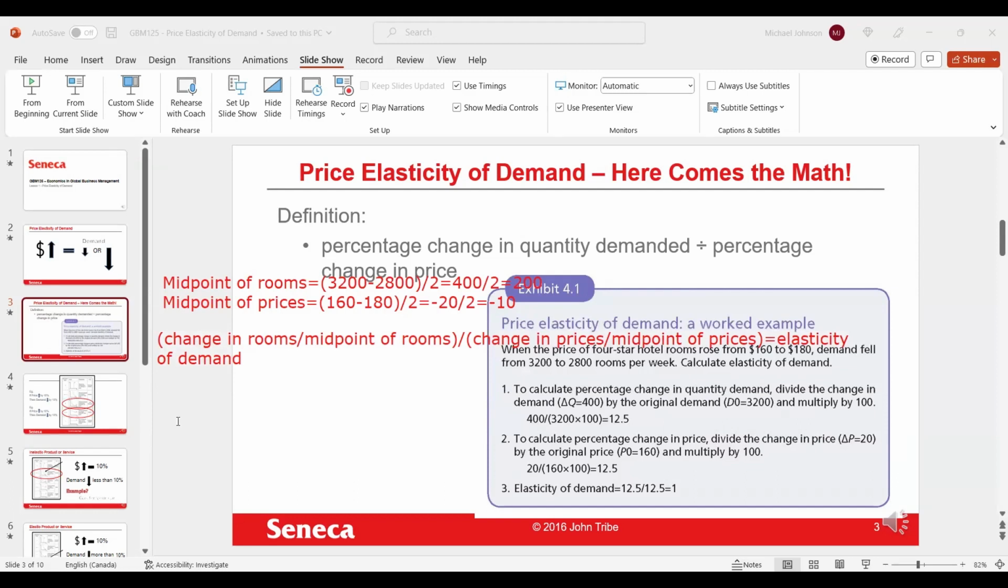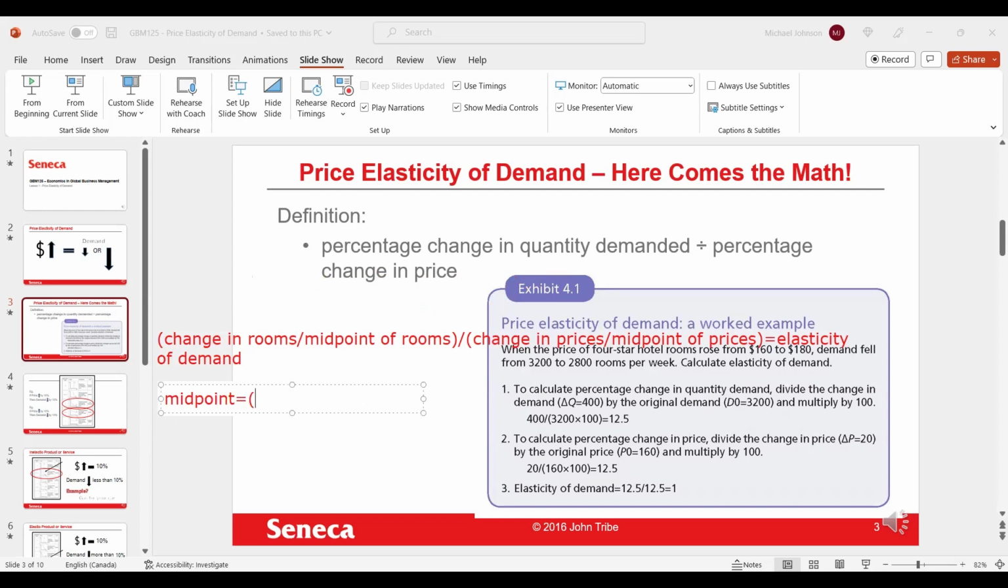To get the midpoints, I made a mistake there. The midpoint would be: you add them together and divide by 2. So 3,200 plus 2,800 divided by 2. That would be 3,000. And then the midpoint of prices would be 160 plus 180 divided by 2. And that'd be just 170.